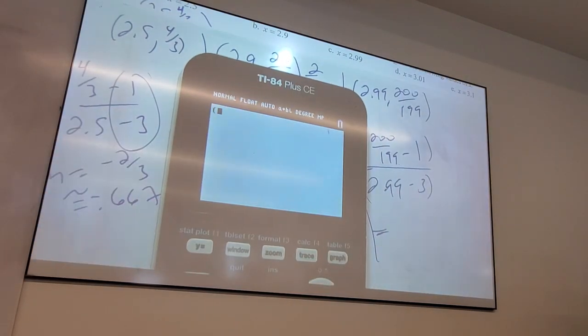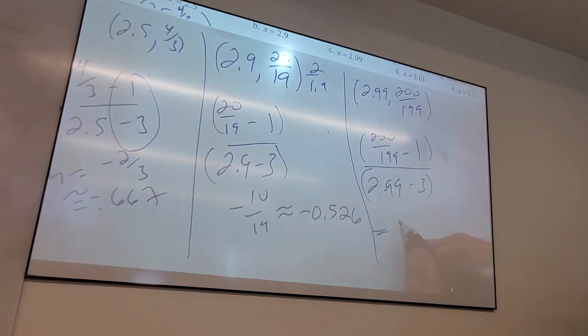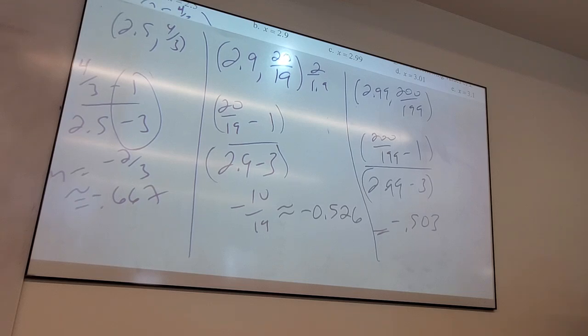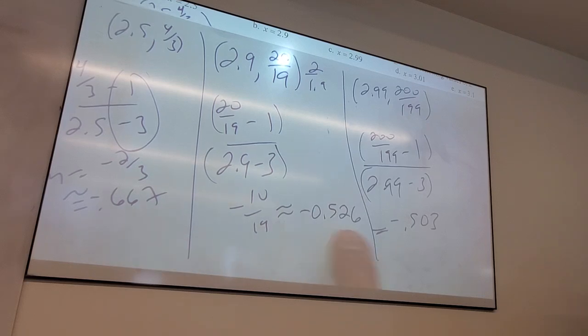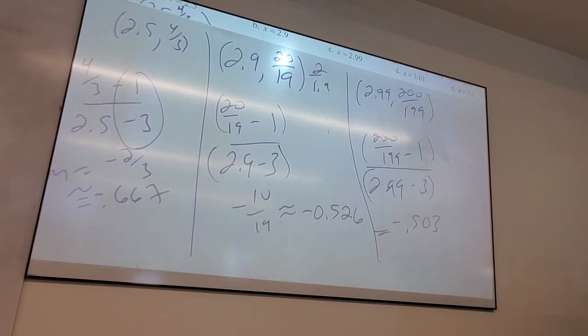So, I do parentheses 200 divided by 199 minus 1, parentheses divided by parentheses 2.99 minus 3. -0.503, roughly. If you had to take a guess right now, what would you say we're approaching? -0.5, yeah. See how it's a big jump and then we slowed way down? So it looks like it's probably negative, slowing down to -0.5.